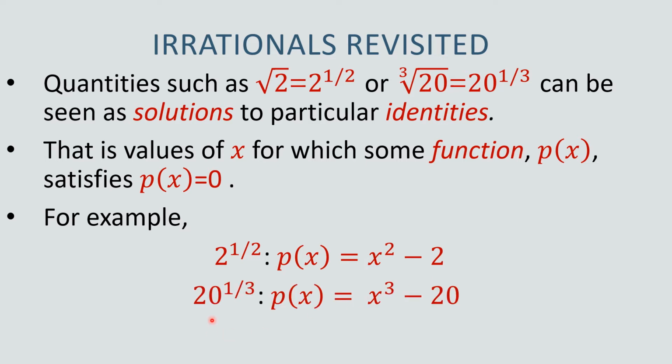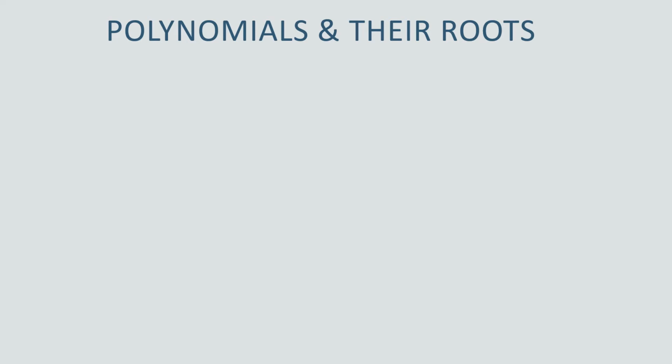for the cube root of 20, we can describe that in terms of this function x cubed minus 20. When we evaluate that function at the point 20 to the power of a third, 20 to the power of a third cubed, that's 20. We subtract 20 and we get 0. So this leads us to this important notion of what I'm going to be calling a polynomial, and the other aspect, the roots of a polynomial.